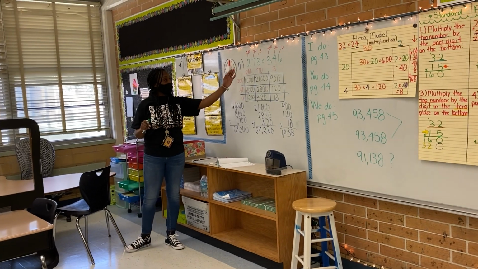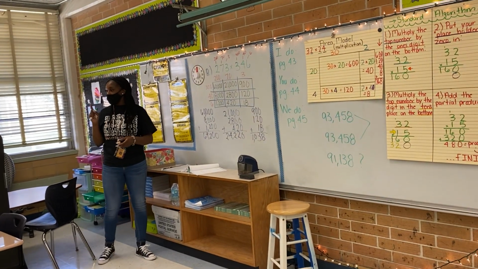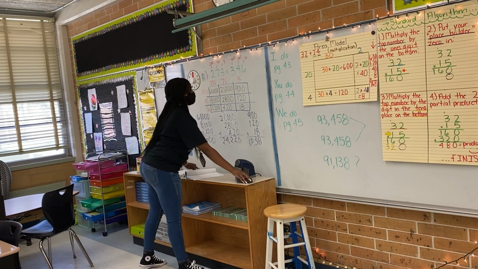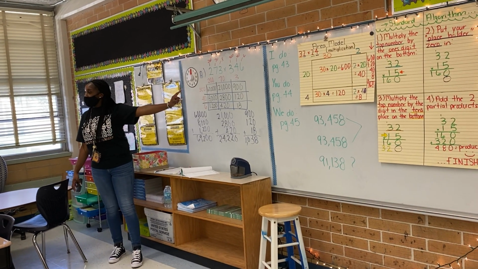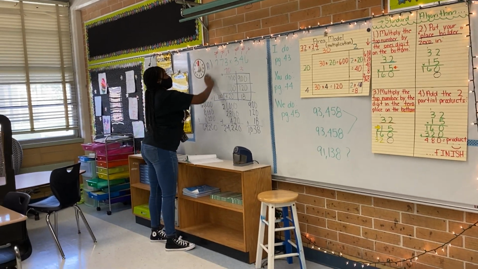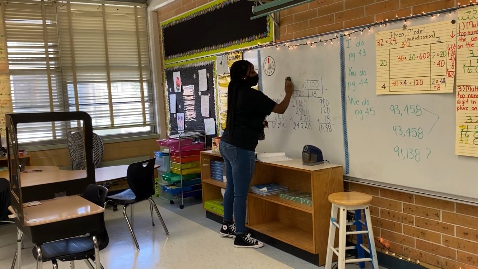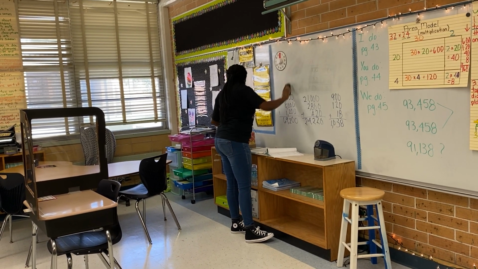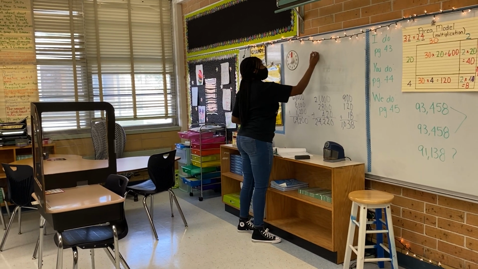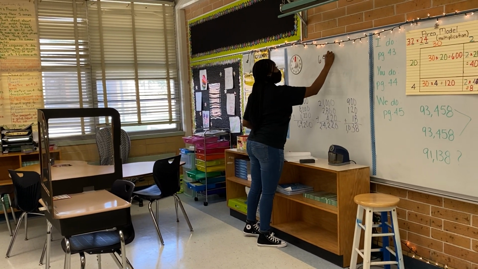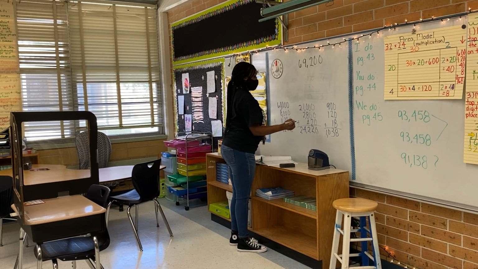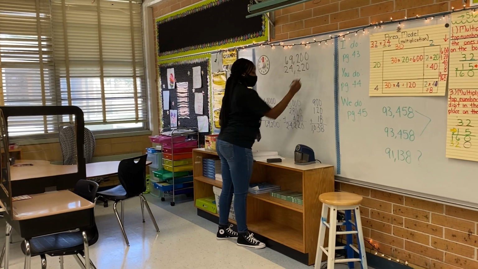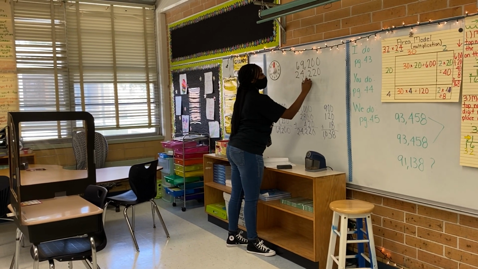What I did was add all of my partial products vertically first, and then I'm going to go back. Now that I have this, does everyone have the area model? So I have 69,200 plus 24,220 plus 1,038.